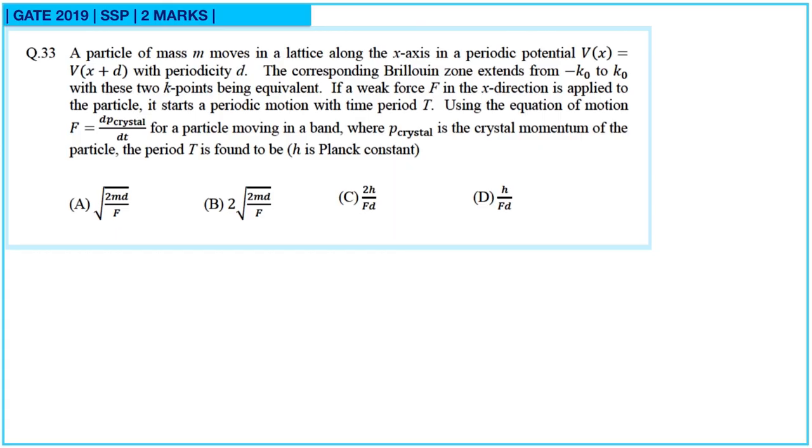A particle of mass m moves in a lattice along the x-axis in a periodic potential V of x equal to V of x plus d, with periodicity d. The corresponding Brillouin zone extends from minus k0 to k0, with these two k points being equivalent. If a weak force F in the x direction is applied to the particle, it starts a periodic motion with time period T. Using the equation of motion F equals dp crystal by dt, for a particle moving in the band, where p crystal is the crystal momentum of the particle, the period T is found to be.